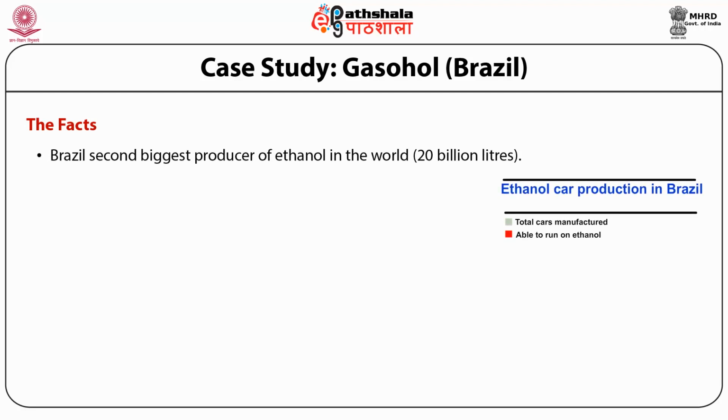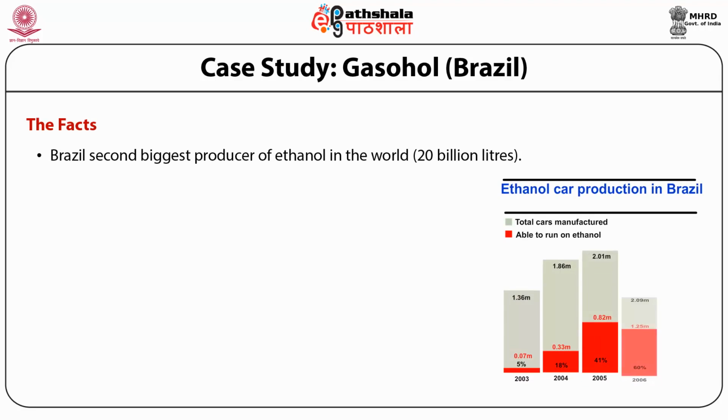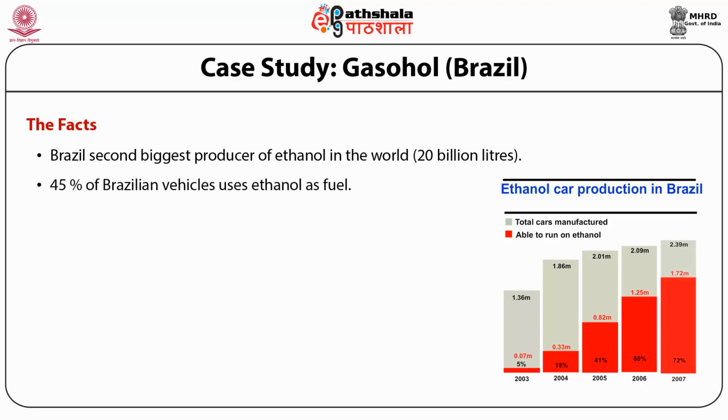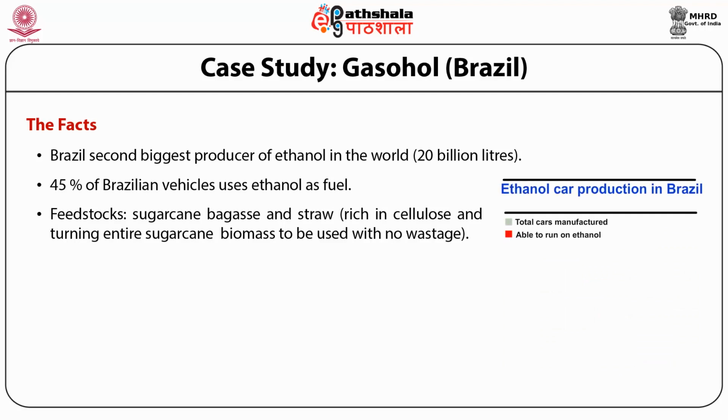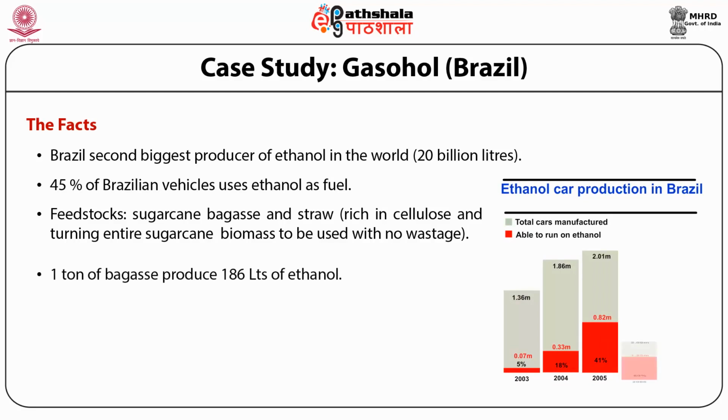Brazil is the second largest producer of ethanol in the world. About 20 billion liters of ethanol are produced in Brazil, and 45% of Brazilian vehicles use ethanol as fuel. The feedstocks are sugarcane bagasse and straw, which are rich in cellulose, turning the entire sugarcane biomass into ethanol with no wastage. For example, 1 ton of bagasse produces 186 liters of ethanol in Brazil on average.